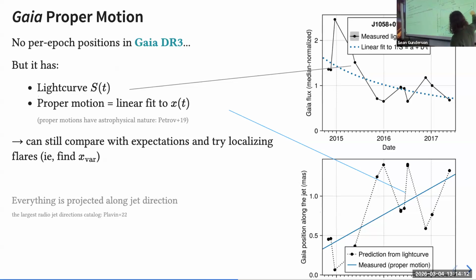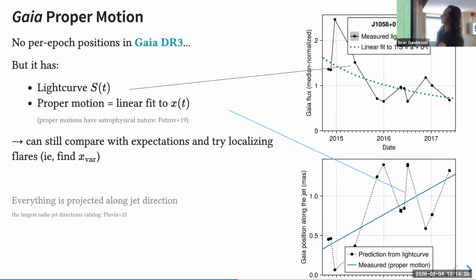We don't have these per-epoch positions, but we have the overall linear trend, what they call proper motion. Of course, for these sources at cosmological distances, this is not a real proper motion. It's just the linear fit to the centroid motion over the observation time.